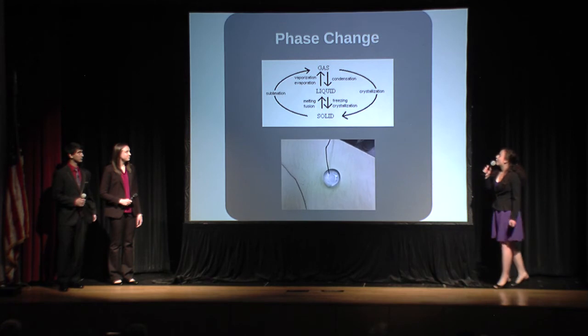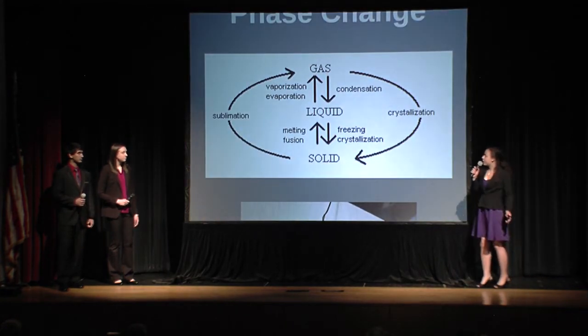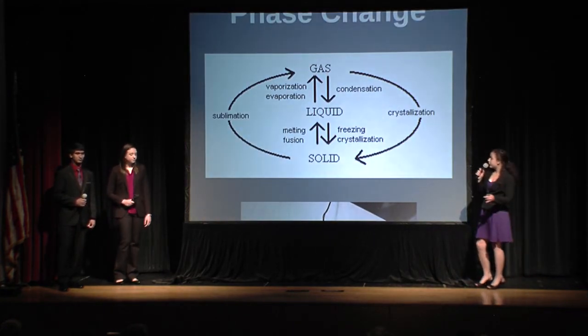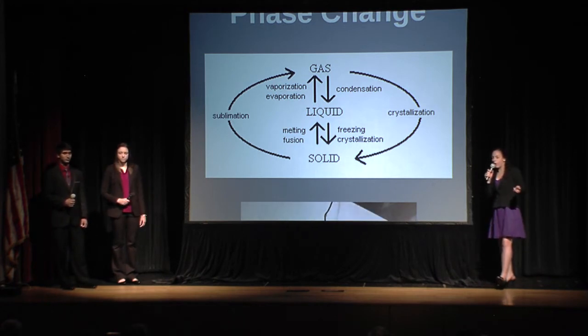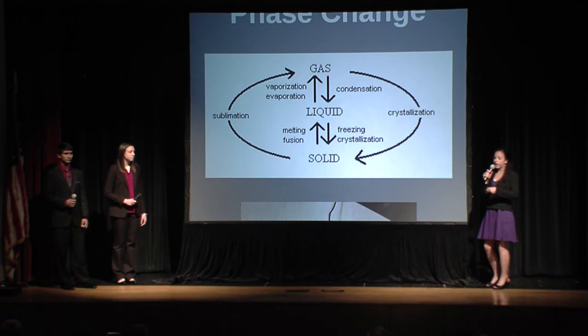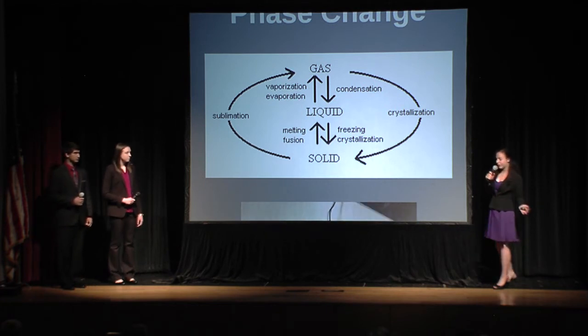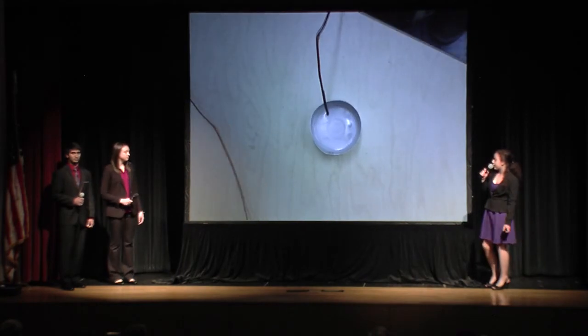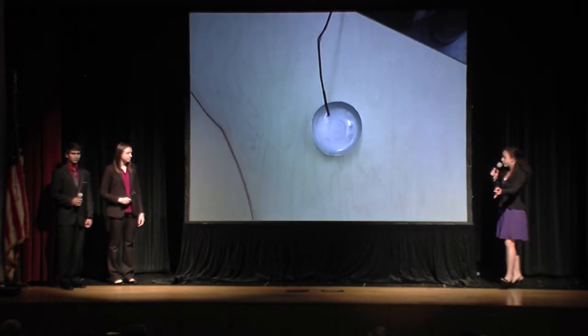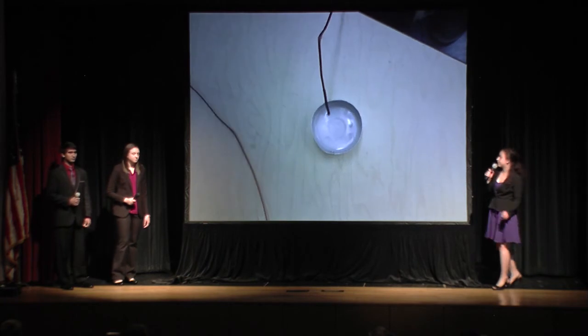Okay, so what is a phase change? It's pretty much just going from a solid to a liquid to a gas, or vice versa. So water is a good example when it goes from water to ice or to water vapor. And here is a video showing paraffin wax going from a liquid to a solid.